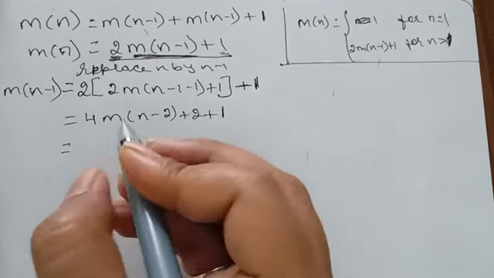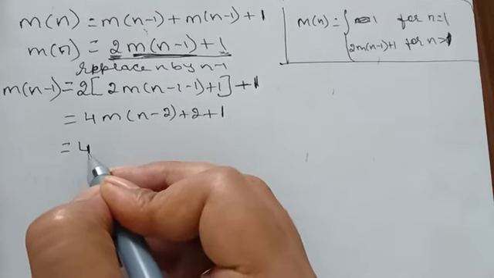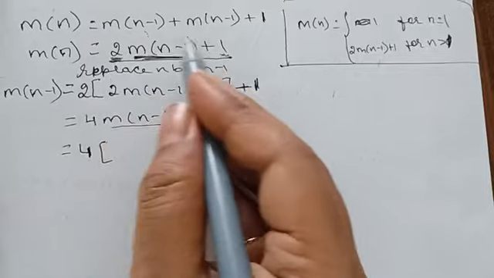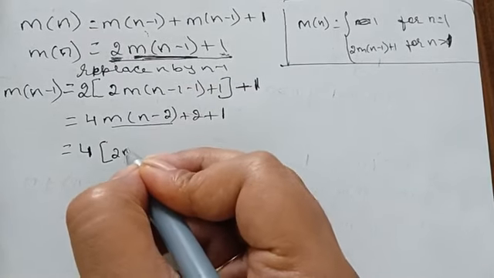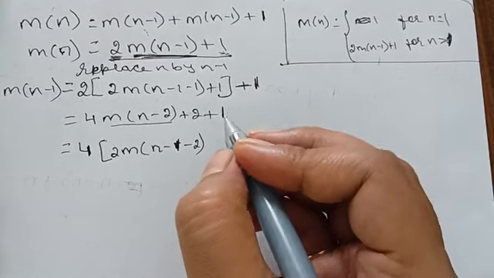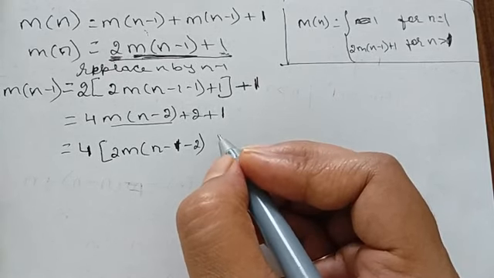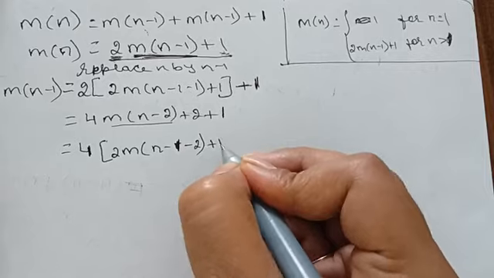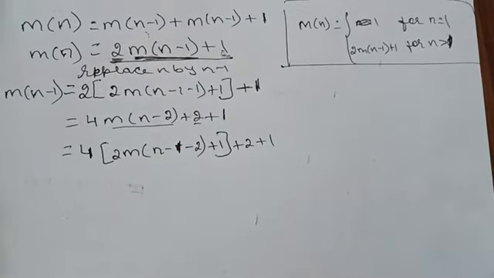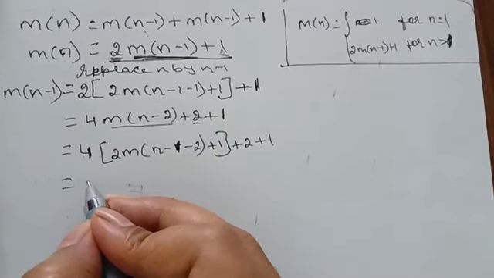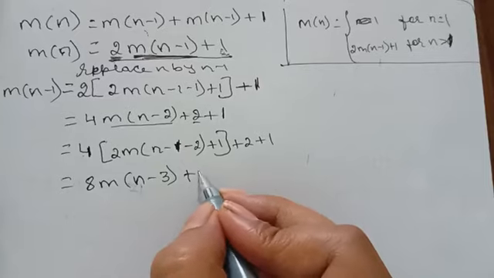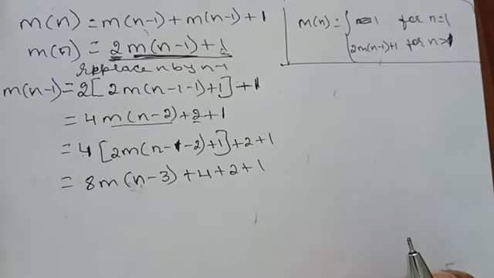Next, here 4 is a constant. I'll keep 4 as it is. In place of m of n minus 2, I have to replace this entire thing: 2 m of n minus 1 minus 2, because in each step you have to replace n by n minus 1, plus 1, this entire thing. Then 2 is constant, 1 is constant, plus 2 plus 1, I'll keep as it is. This step, 4 2s are 8m of n minus 3 plus 4 into 1, 4, plus 2 plus 1.